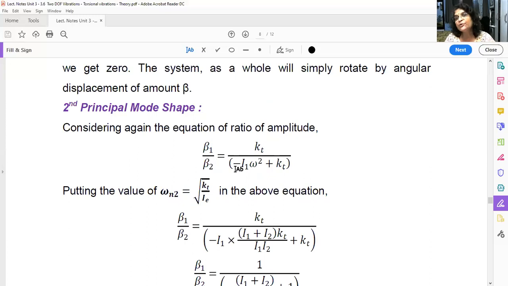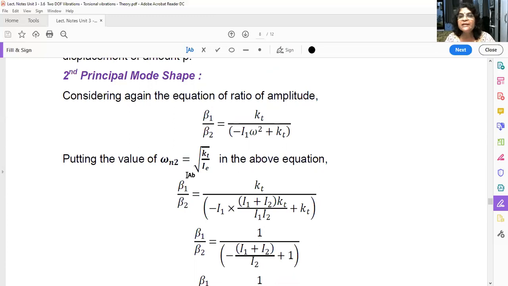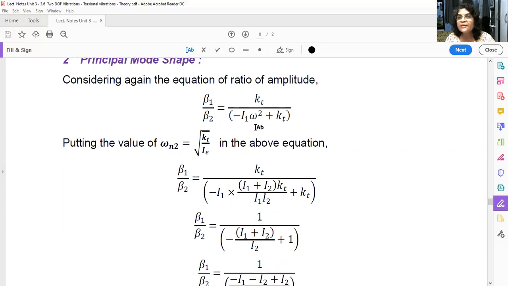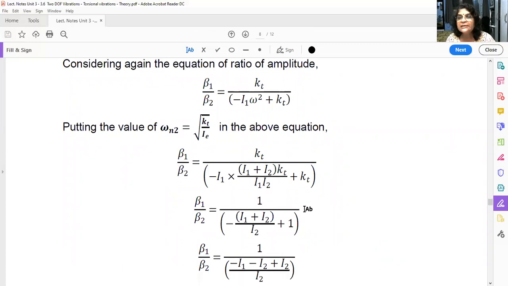Beta 1 upon beta 2 is equal to KT upon minus I1 omega square plus KT. Put the second natural frequency, that is equal to square root of KT upon IE, okay, or better way, you put the value of IE as (I1 plus I2) into KT upon I1 I2. So when you put the value of omega square here, that is (I1 plus I2) into KT upon I1 into I2, what will happen? This is just mathematical steps. This I1 will cancel out with this I1. Okay. Then there is a KT in this term also, and the numerator also.